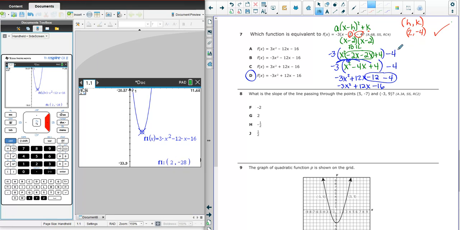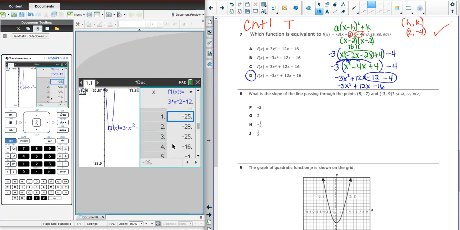And another way to do that is you could find out by pressing Control T. If you do Control T, it's going to give you the table. Look how the table's here now. And when I'm at 2 and the output is -28, you see how it still doesn't match? So then letter A is not the answer, okay? So that's another way that we could do it. Okay, let's move on to number 8.